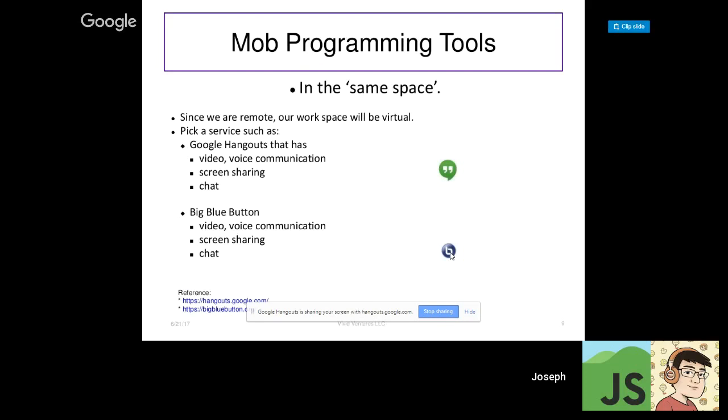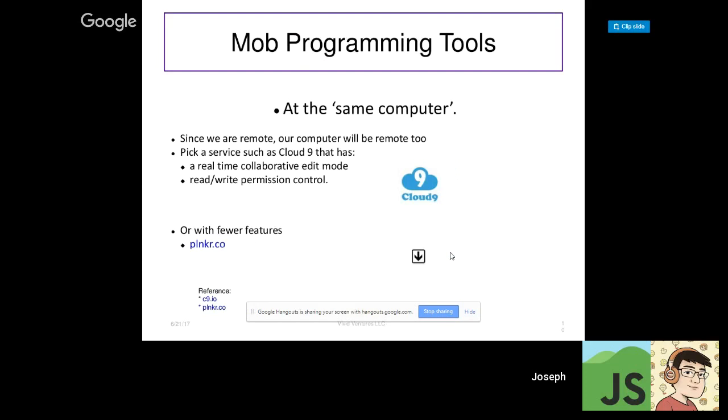So when we're in the same space, you've got to pick something. And right now we're using Google Hangouts. That's the same space thing. And then the terminology at the same computer, we have to have some kind of remote service, and that's going to be Cloud9. There are some others that we've fiddled with, and Plunker is one, but it doesn't have all the features.